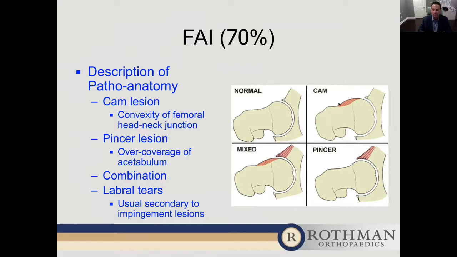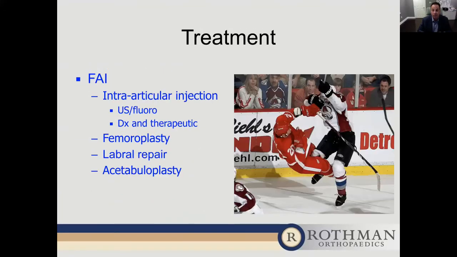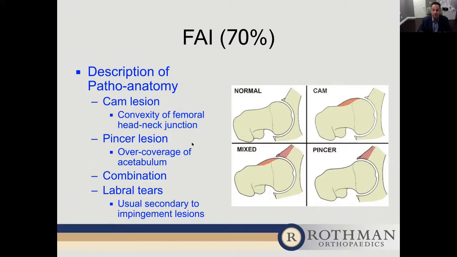We get cam is probably the most common pathology, and then cam-pincer combination, mixed lesion, would be the second most common. And again, the labrum gets caught in the crossfire between these two bony areas and gets torn, and that's what causes the pain in the hip for people. The bony lesions themselves do not cause pain, but the labrum tear does cause pain.